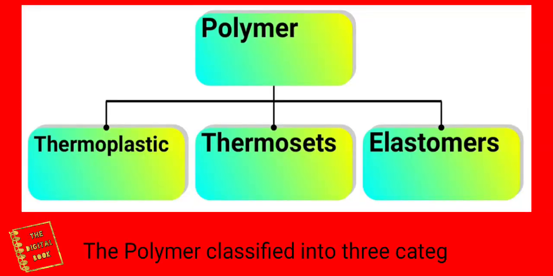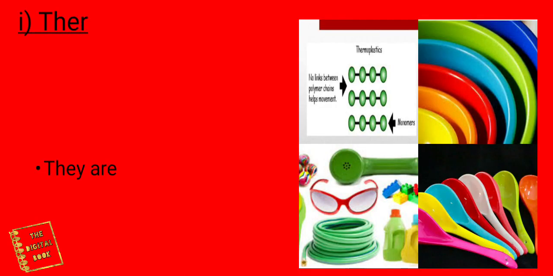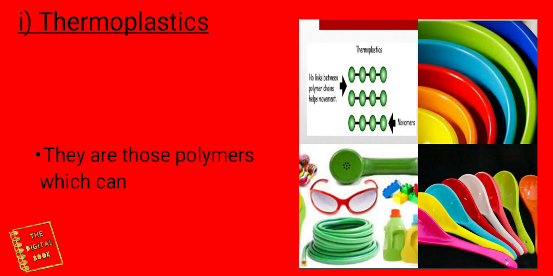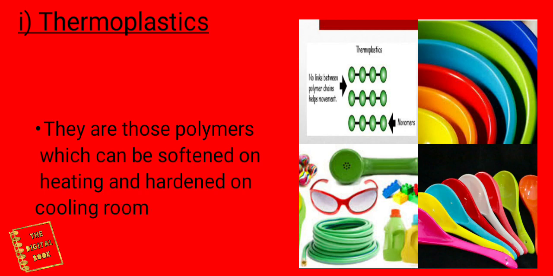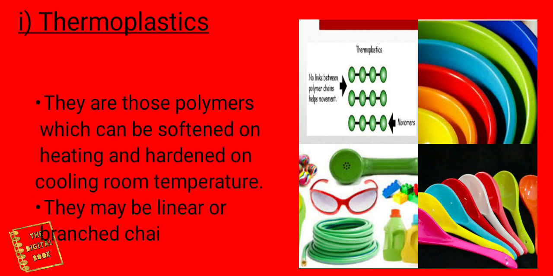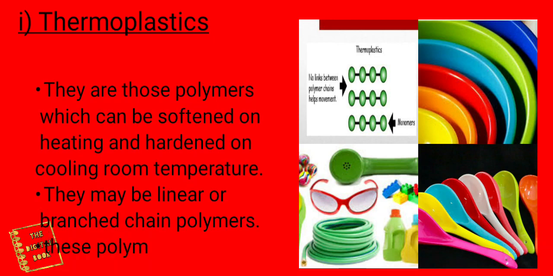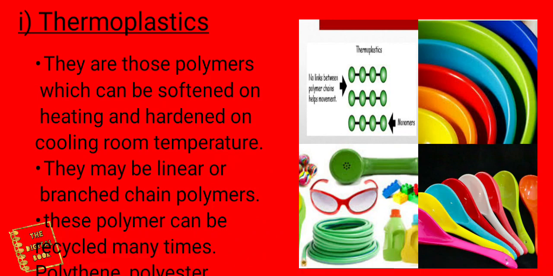Coming to the next, polymer, which is subdivided into thermoplastic, thermosets, and elastomers. Thermoplastic polymers are those polymers which can be softened on heating and hardened on cooling to room temperature. They may be linear or branched chain polymers. These polymers can be recycled many times. Examples: polyethylene, polyester, PVC.